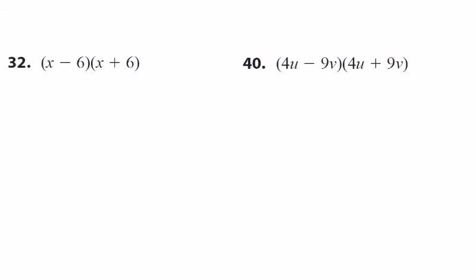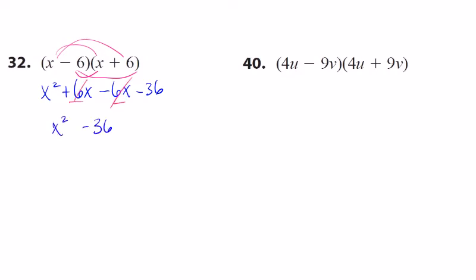So let me just show you both ways again on this one, and then once you see that the pattern works, then we'll kind of start using the pattern of the shortcut. Okay, so here, if I were to FOIL this out, I would get x times x, x squared. I would get x times 6, which is 6x. I would get negative 6 times x, which is negative 6x. And then I would get negative 6 times negative 6, which is negative 36. So once again, these middle terms are like terms, but they're going to cancel each other out. So we just get x squared minus 36.